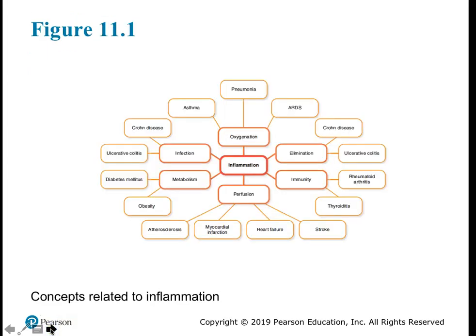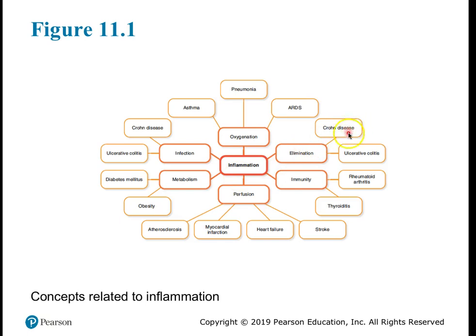In this figure, what they're attempting to do is show you a number of diseases that we will encounter this semester and how they lead into the inflammatory response. So if you go over here, we have asthma, pneumonia, and ARDS, acute respiratory distress syndrome, and they are going to lead to problems in oxygenation, and that's going to trigger the inflammatory response.